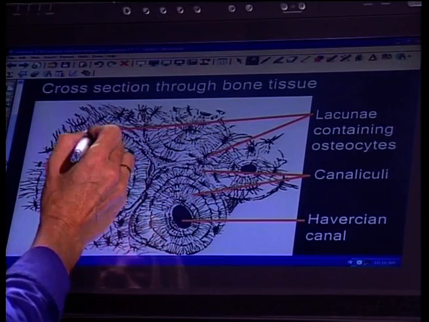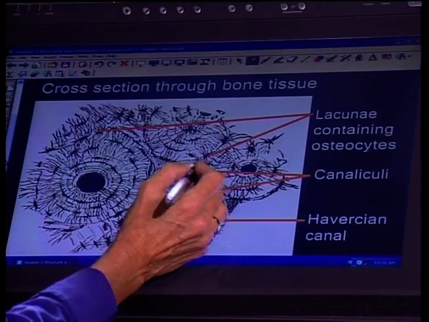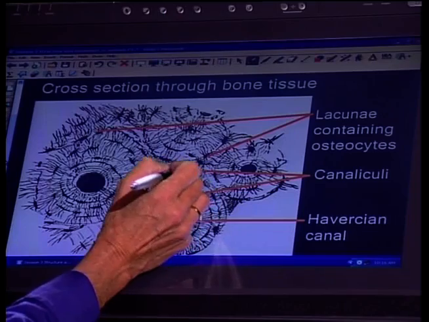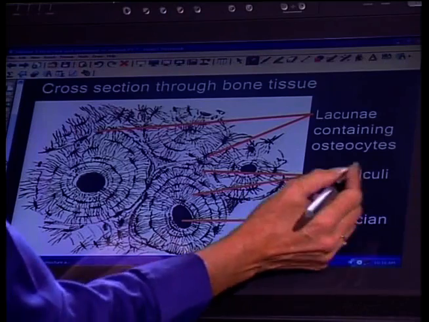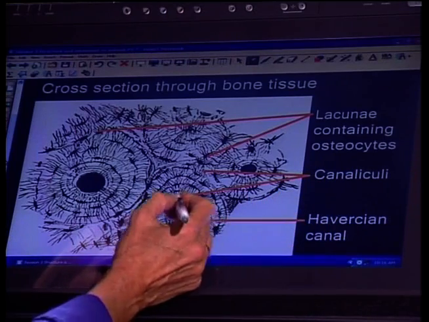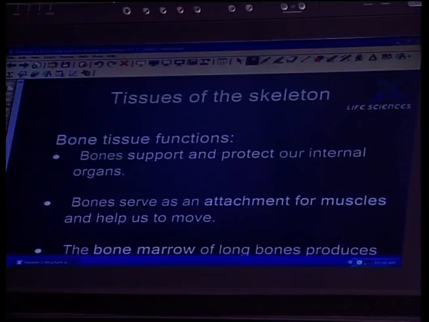But you've got the lacuna, which is the cavity, which contains the osteocytes, the canaliculi, which are all these little things that look like little hairs all around here, and then we have the Haversian canal in the middle, and the Haversian canal's job is to carry a nerve, an artery, and a vein.